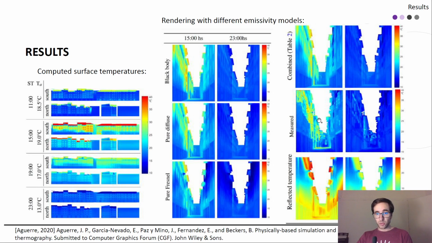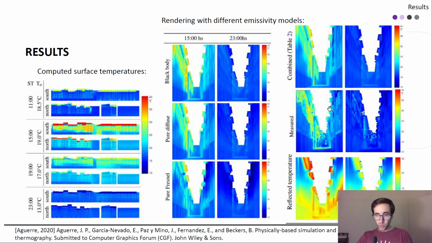There are multiple things that we can see here, but if we compare, for example, the measured with the black body, we can see that there are surfaces that are a lot hotter than in reality, particularly the window blinds down here. Pure diffuse also provides better results, right? But we can see that here there are some things that cannot be interpreted or cannot be simulated.